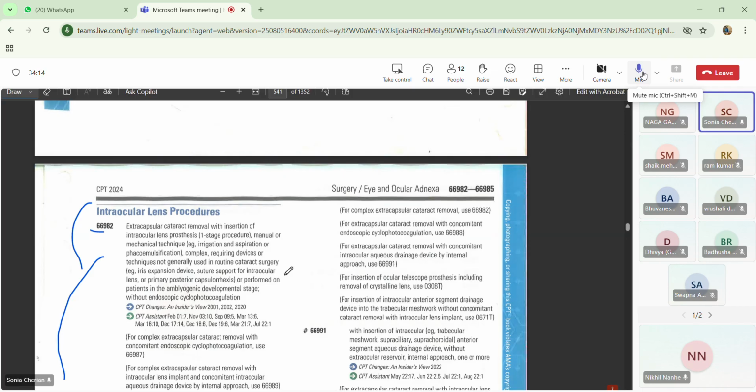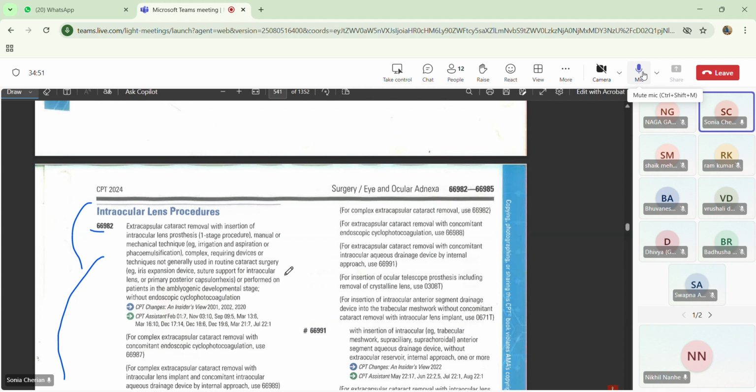But sometimes they might use only dye. Most of the time they will use some trypan dye to see if there is any abnormality. If only dye is mentioned in the documentation, then you should not code it as complex. You can code it as simple. But if they have mentioned dye along with any support device or Malyugin ring, then definitely you can code it as complex. This is one scenario they will ask in the interview.